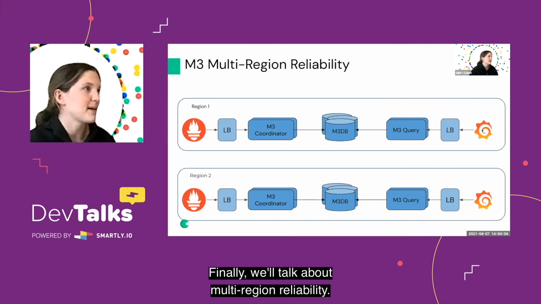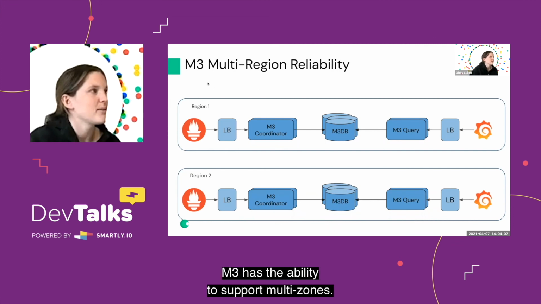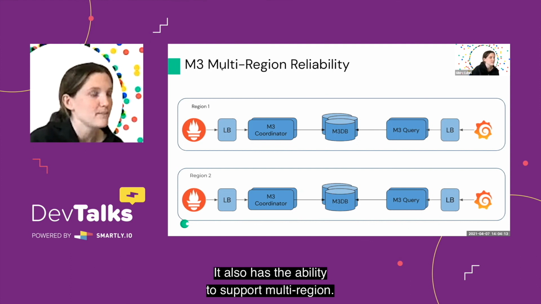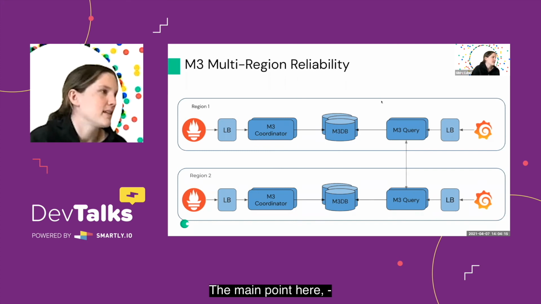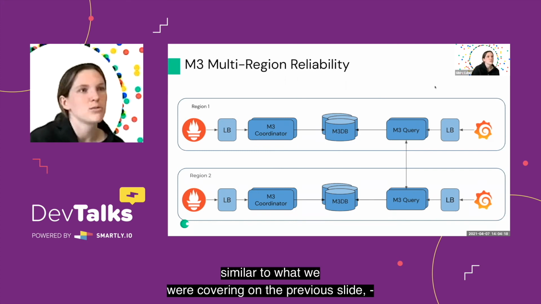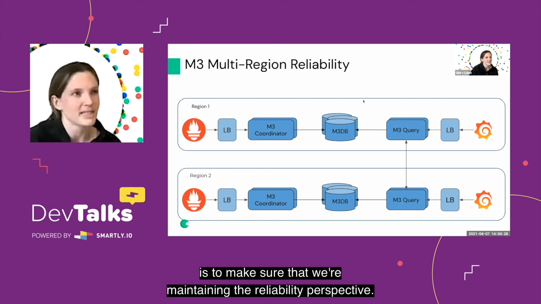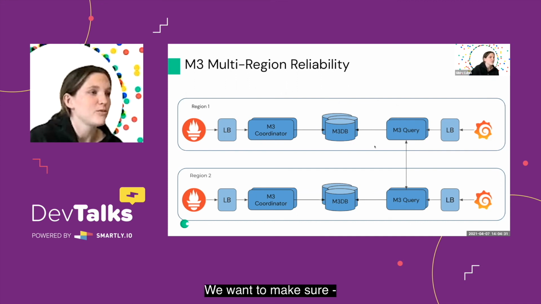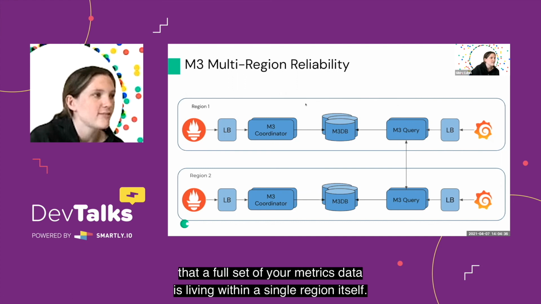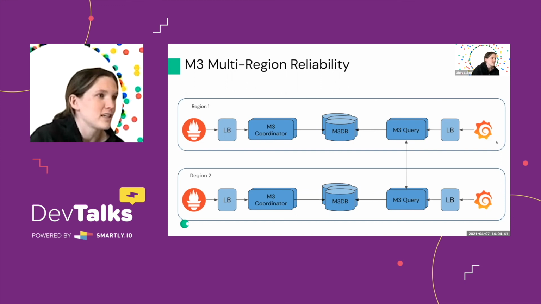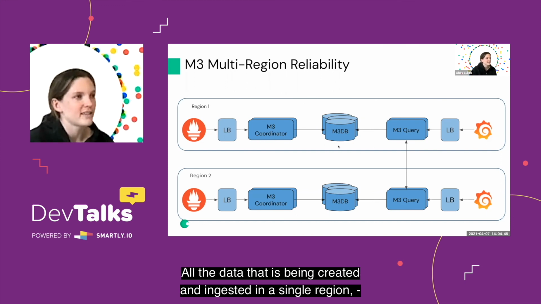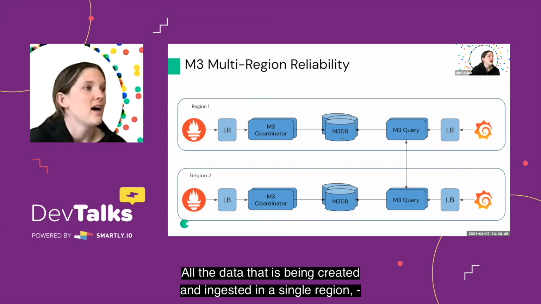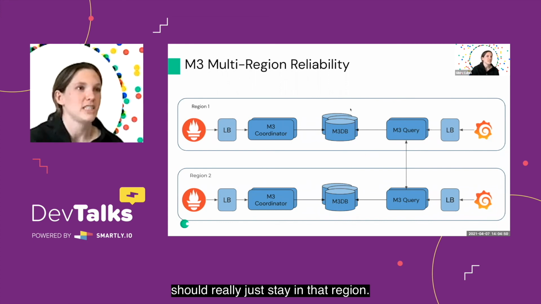And then finally, we're going to talk about multi-region reliability. Just like M3 has the ability to support multi-zone, it also has the ability to support multi-region. The main point here, similar to the previous slide, is that to maintain reliability, we want to make sure that a full set of your metrics data is living within a single region itself. All of the data that is created and ingested in a single region should stay in that region.